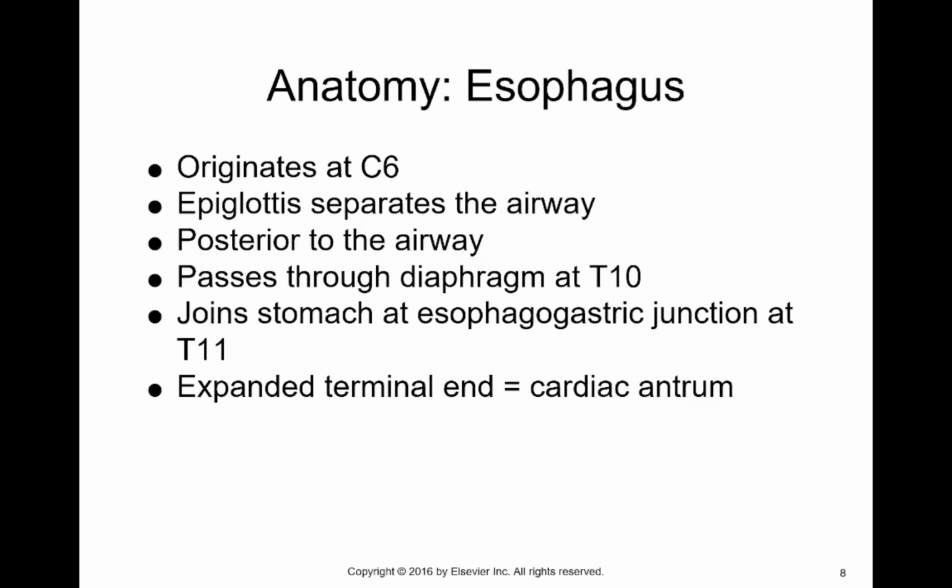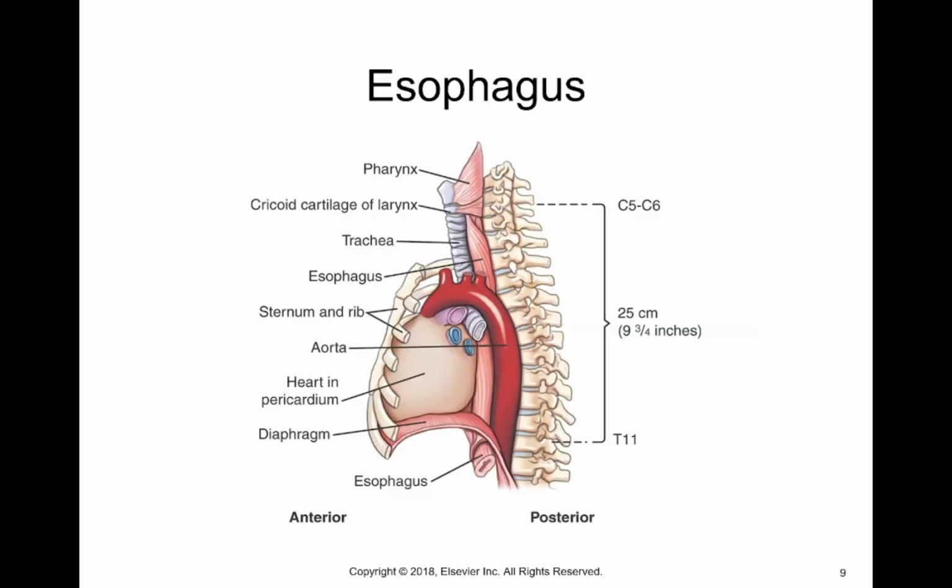So it passes through the diaphragm at T10, joins the stomach at the esophagogastric junction at T11, and the expanded terminal end of it is what we refer to as the cardiac antrum. Now, sometimes we have patients who have reflux where we've got some gastric juice that comes back up into the esophagus from the stomach, and what we call that in a lot of cases is heartburn. So make that word association between the expanded end, the very distal portion of the esophagus, and heartburn with your cardiac antrum.